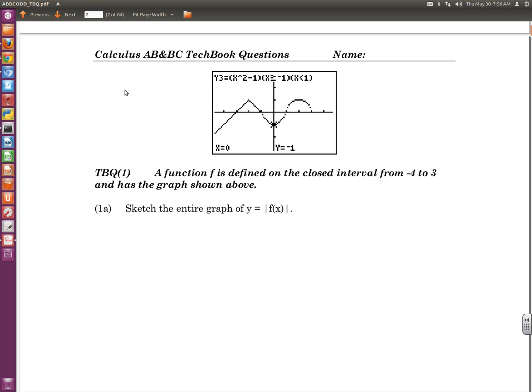Y squared minus 1? Look on the top, it says y3 equals x squared minus 1. It's a parabola. Oh, you think it's a parabola? It says on the top, x squared minus 1. Oh, it does say it. Oh, it is a parabola. Wait. That's interesting.